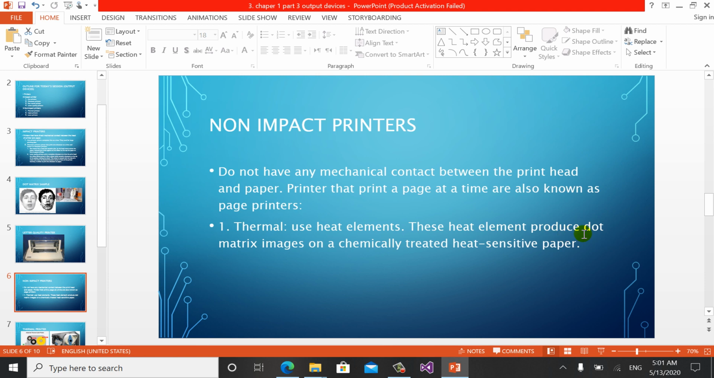These heat elements produce dot matrix images on a chemically treated heat sensitive paper.